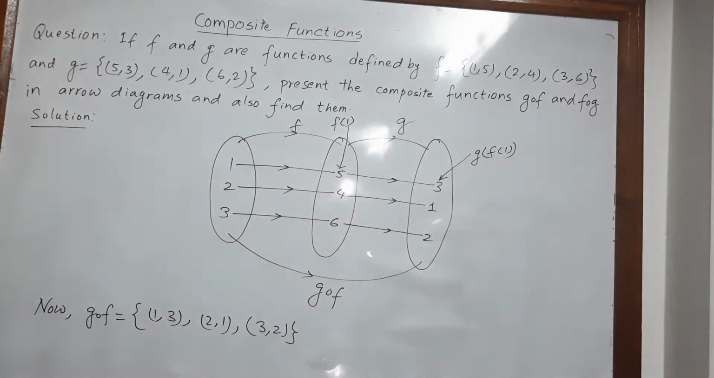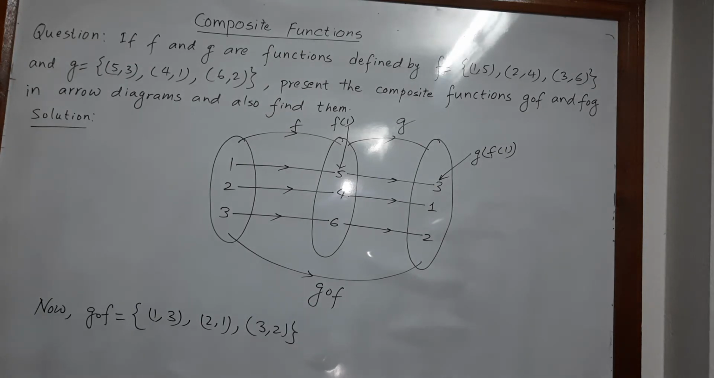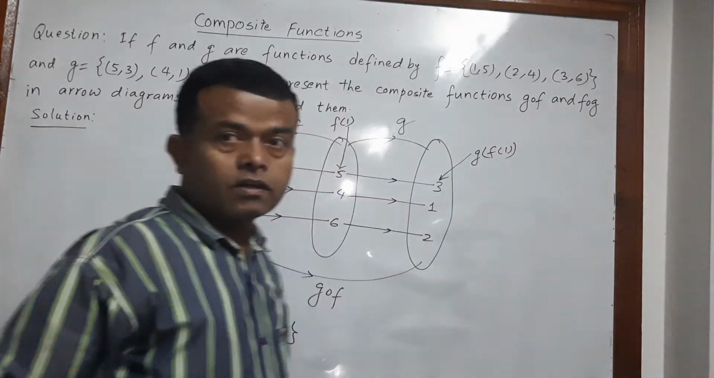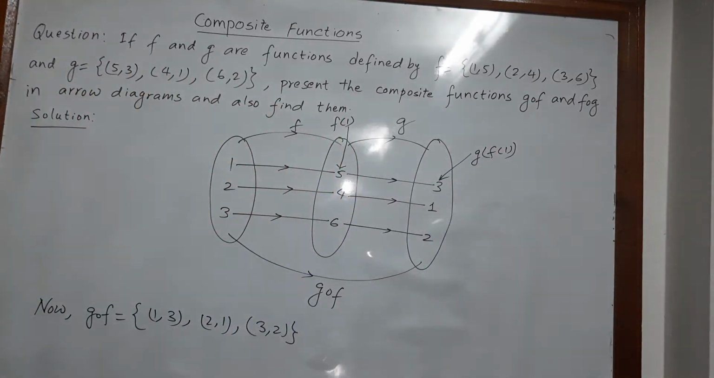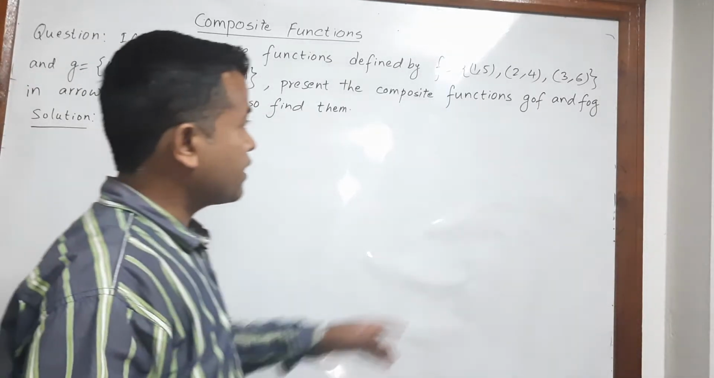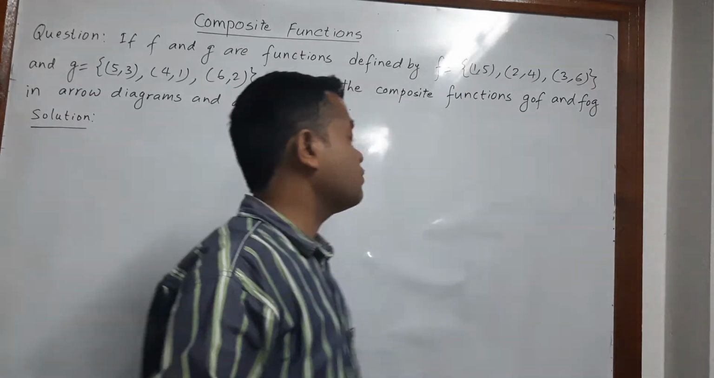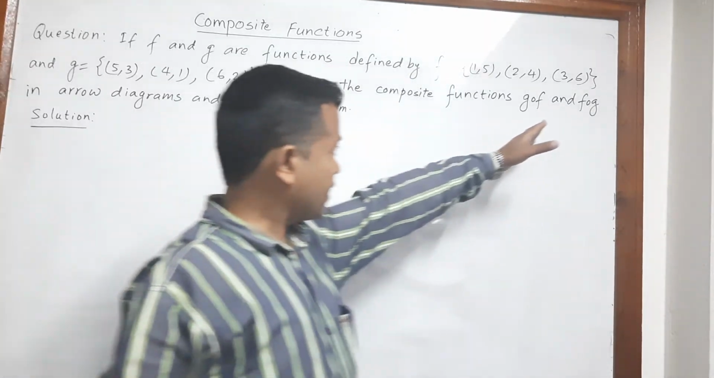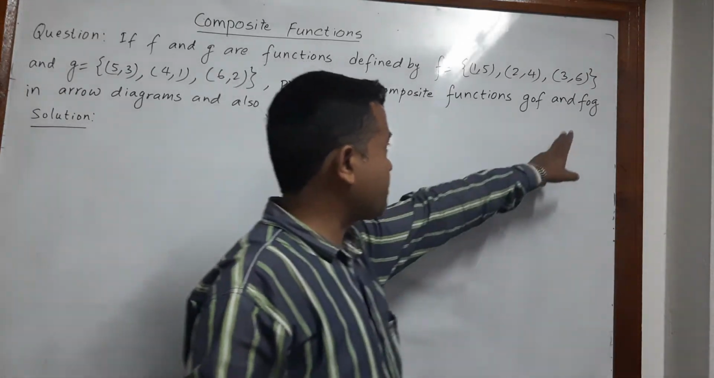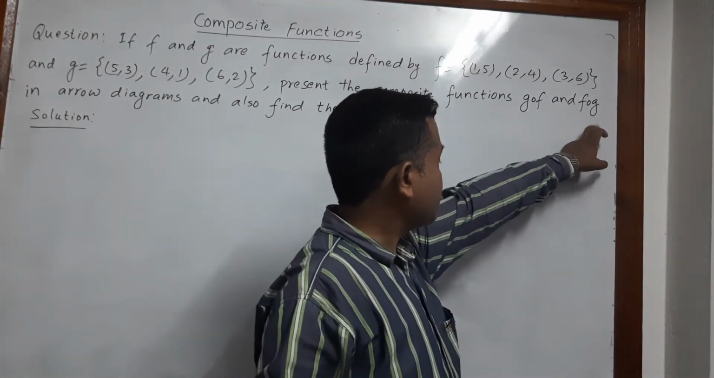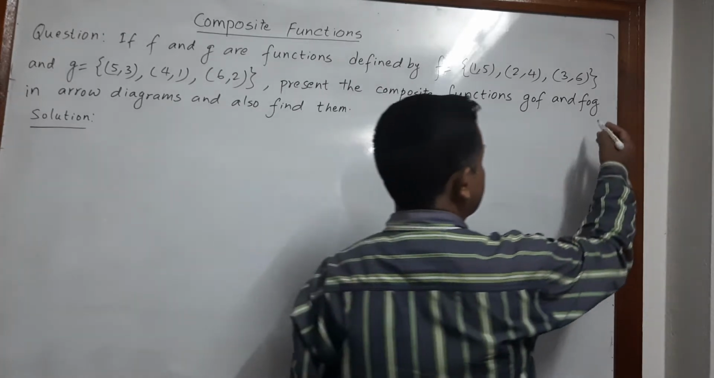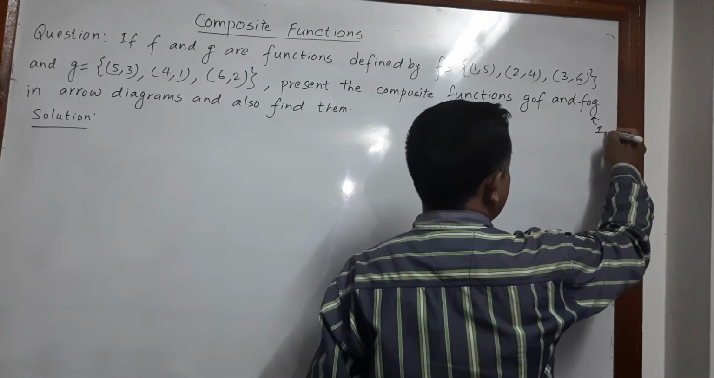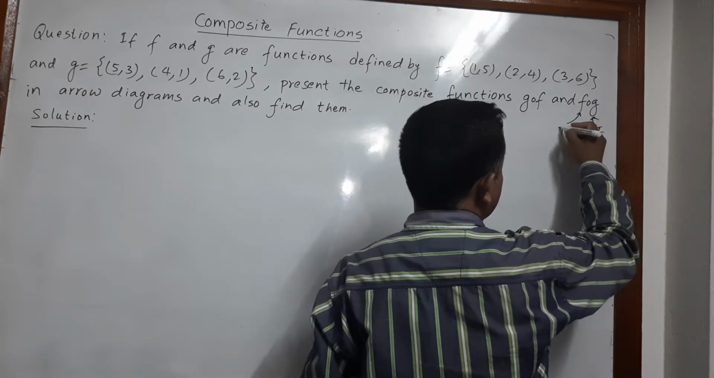Okay. Similarly, next is the composite function f of g. Now let's find f of g. While finding f of g, we should take function g at first and f in the second place. Just oppositely we have to take. In f of g, g in the first place and f in the second place.